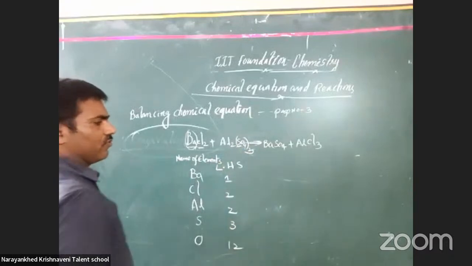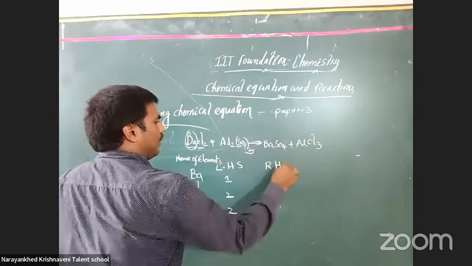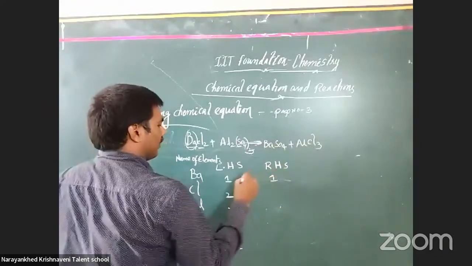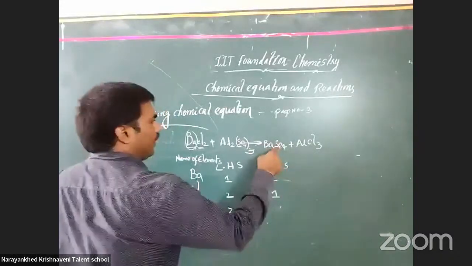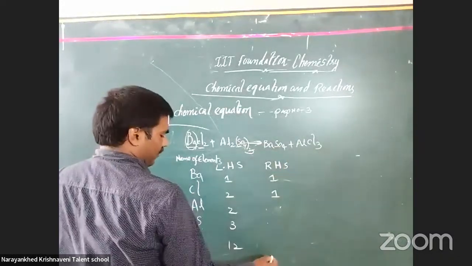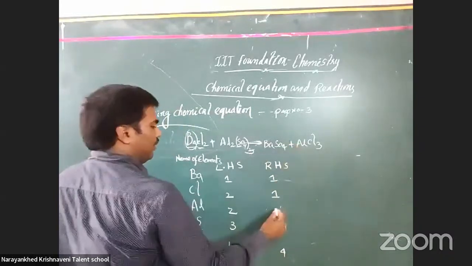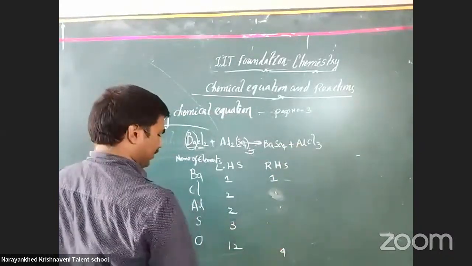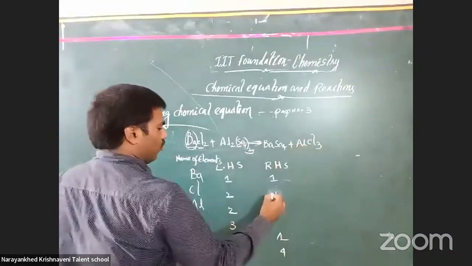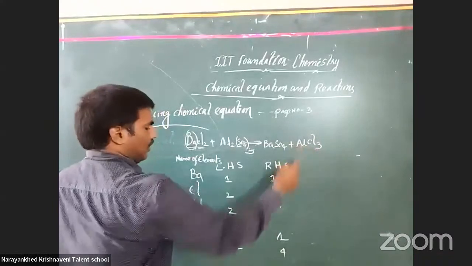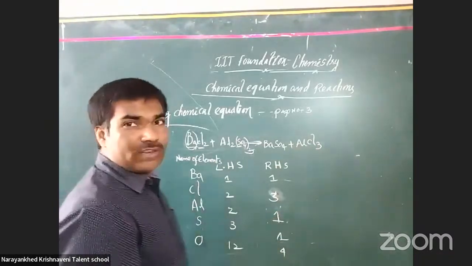Clear or not? Next, come to the RHS. How many of each element? Barium? 1. How many sulfurs are there? One only. How many oxygens are there here? Yes, 4. Chlorines here? 3. Aluminiums here? 1. One second.